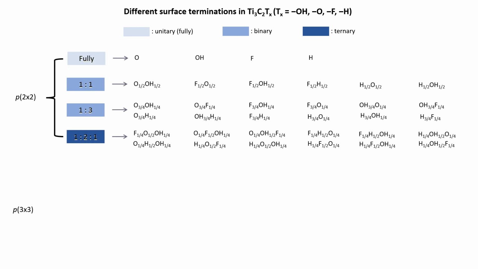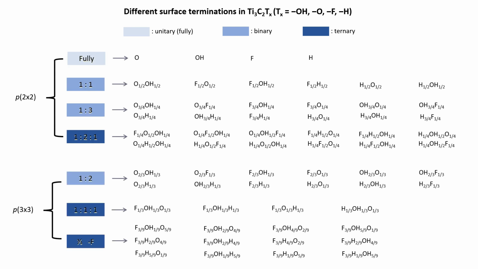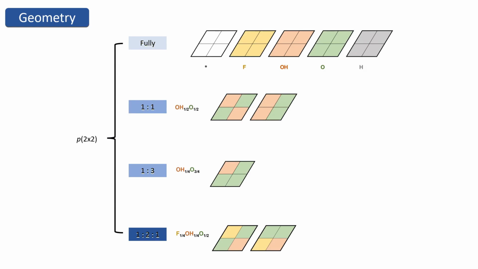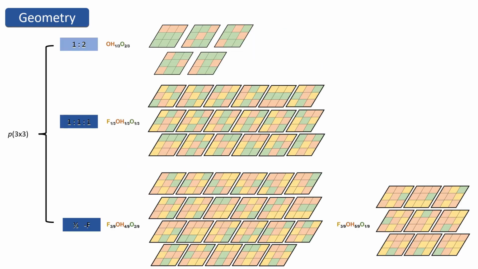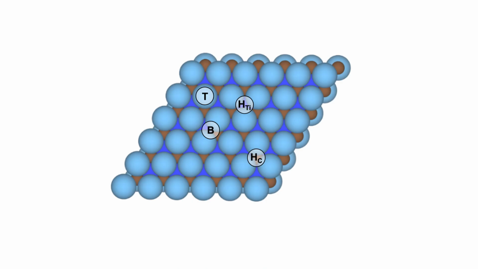Next, we consider different ratios of surface groups, including the fully terminated, binary, and ternary configurations, as well as different cell sizes. These considerations resulted in approximately dozens of possible scenarios. Subsequently, geometric structures for 2x2 and 3x3 cells were constructed. Next, we performed calculations to determine the most stable site.